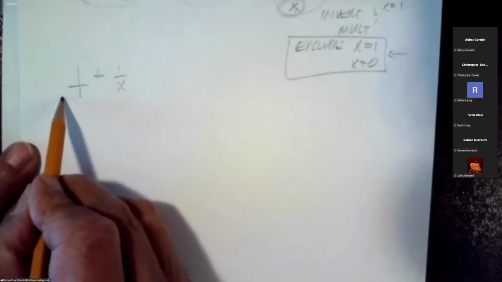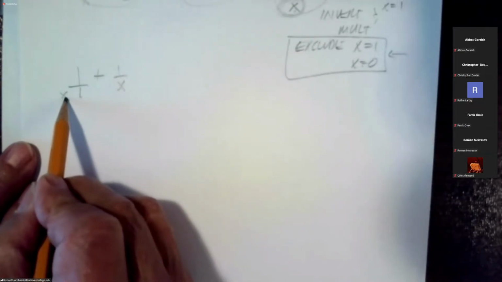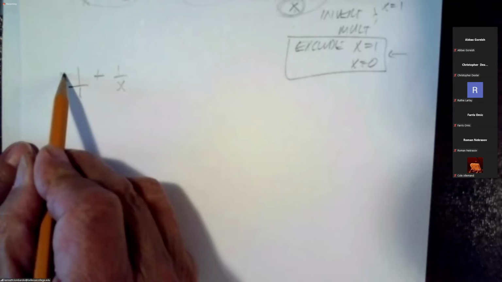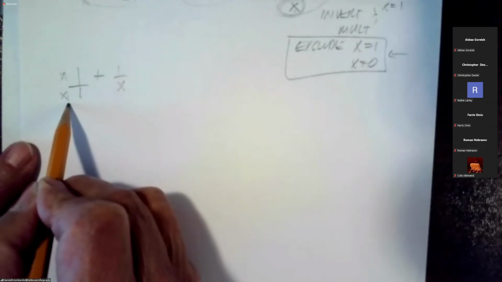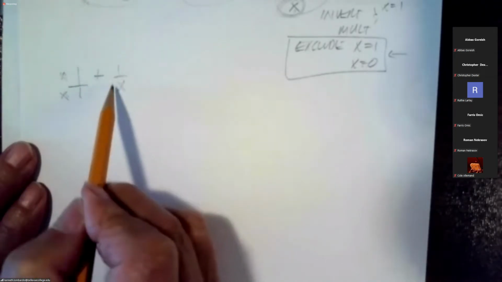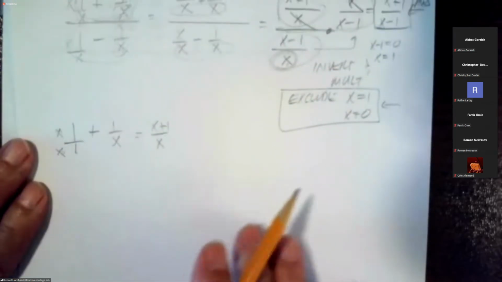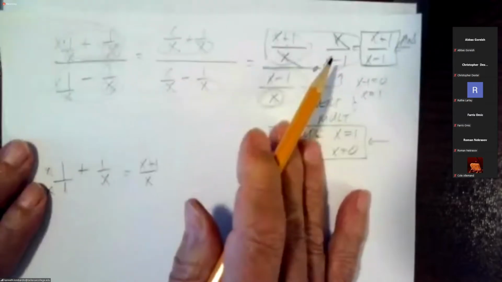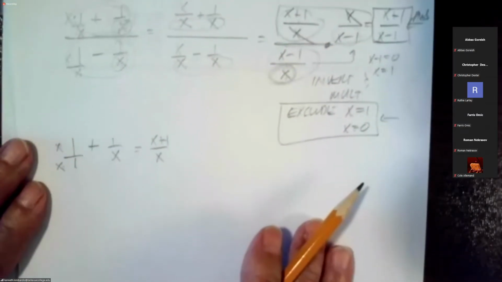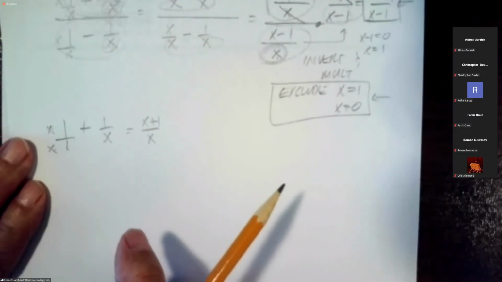And this denominator is 1. But it needs to be an x. So I'll multiply it by x. But whatever I do to the denominator, I have to do to the numerator to keep the ratio the same. So now I have x over x plus 1 over x. X plus 1 over x. Okay, and that's what we had up here. Okay, other questions?